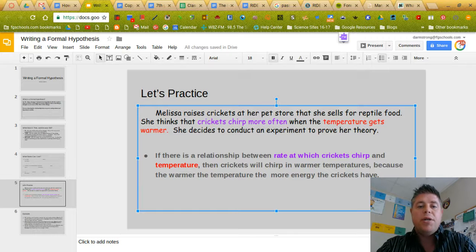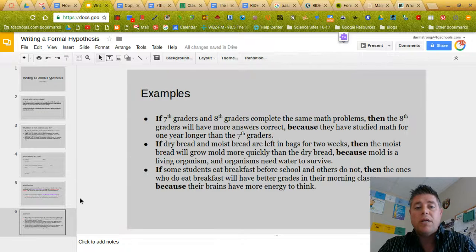That's a pretty solid formal hypothesis. Again, I have my independent and dependent variables here. You can see up top, I'm showing the relationship. I have an if, then, because statement. That's key. And that looks pretty good. So what I also did was I put a couple examples here for you. Let's take a look at these.